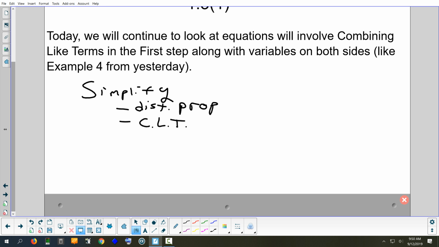All right. What's the next step? That's the A in Sam. Add or subtract. Nice. We do our adding or subtracting. How do you know which one to use? Well, you do the opposite, because now you're moving stuff from side to side.